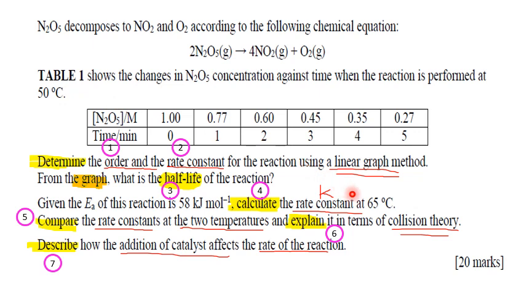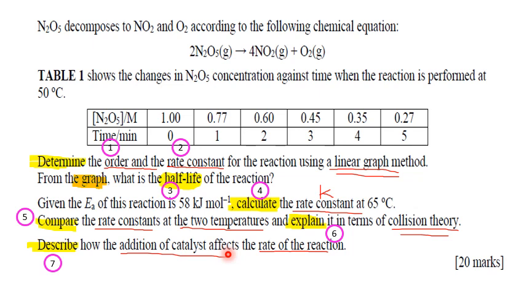The T1 is 50 degrees Celsius, and then the T2 is 65 degrees Celsius. So now the question asks you to find the activation energy. No. Calculate the rate constant, since the activation energy is given. So this question is obvious. You need to apply the Arrhenius equation. Okay, next, compare the rate constant, the k, at the two temperatures. So one is 50, another one is 65. And explain it in terms of collision theory. If collision theory, you have to mention what happened to the frequency of collision, and then what happened to the effective collision, and then what happened to the rate of reaction. Okay. Last, describe how the addition of a catalyst affects the rate of reaction.